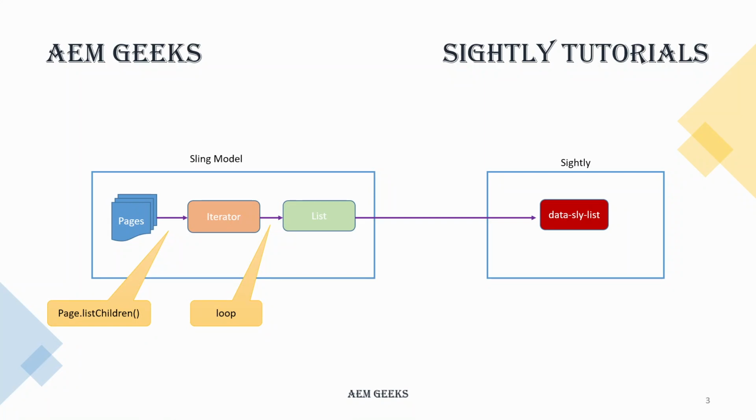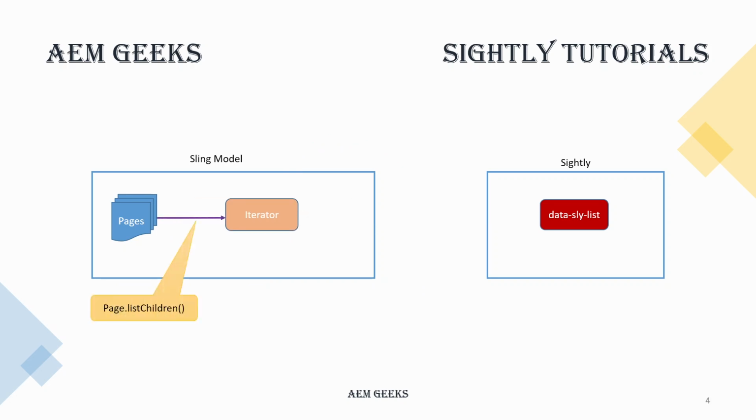But do you really think this whole step is required? Unnecessarily, you are creating a list here and you are iterating an iterator object using a loop. You can straight away iterate this iterator object inside data-sly-list. So you do not need to create a list object, or have an additional loop in your Sling model. So let's see how you can do that.